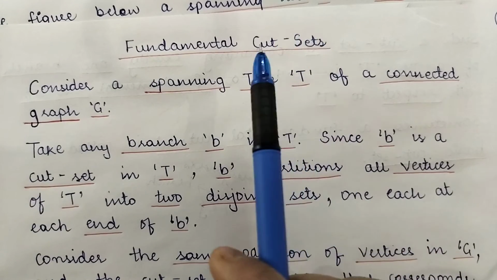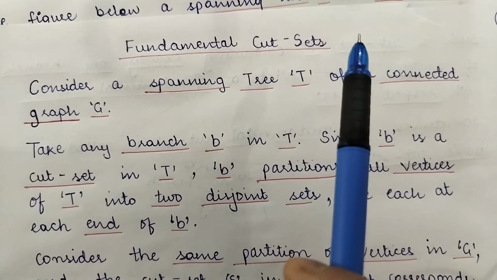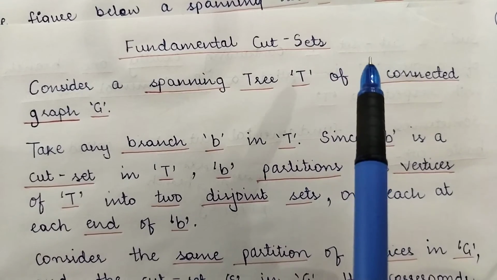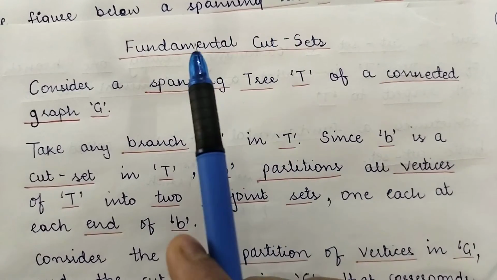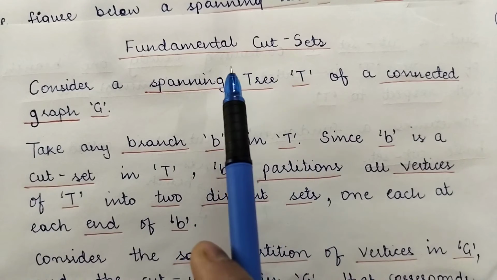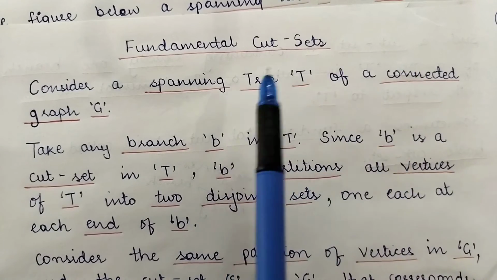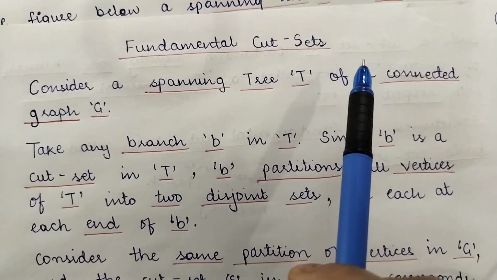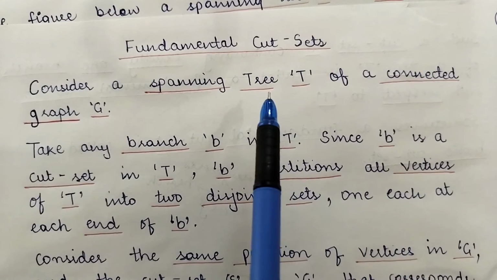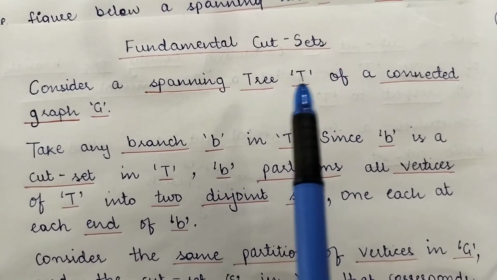Cut sets can exist without a spanning tree. You know what a cut set is, which cuts a graph into two. So any such edge or any such collection of edges is known as a cut set. But when you talk of a fundamental cut set, it corresponds to a spanning tree T. So that means a fundamental cut set cannot exist without a spanning tree T. Now you know the definition of a cut set: any such collection of edges which divides the connected graph into two separate components and makes it disconnected.